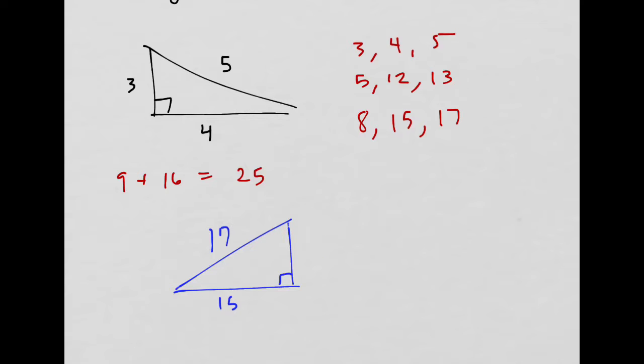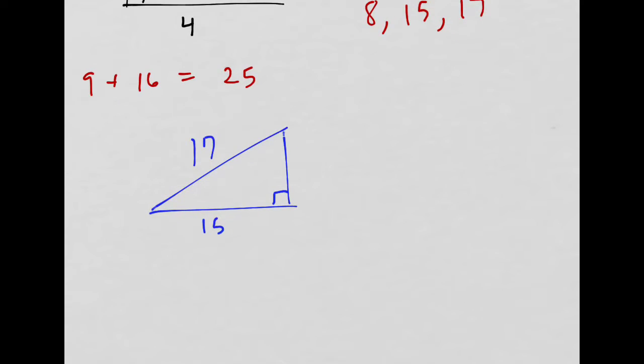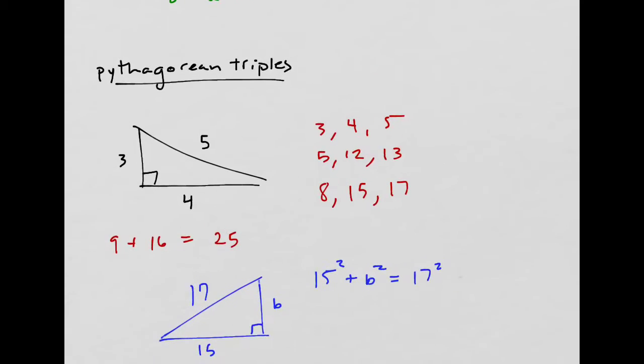Or if you didn't have these memorized, then you would have to say, okay, 15 squared plus b squared equals 17 squared, and then actually solve it out, and you would get 8. So maybe something to keep in mind.